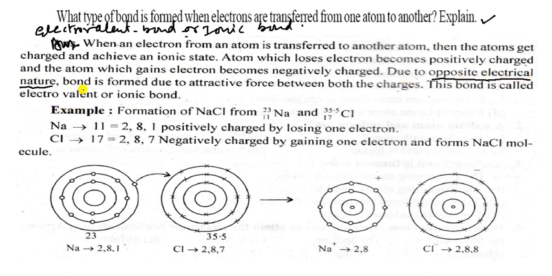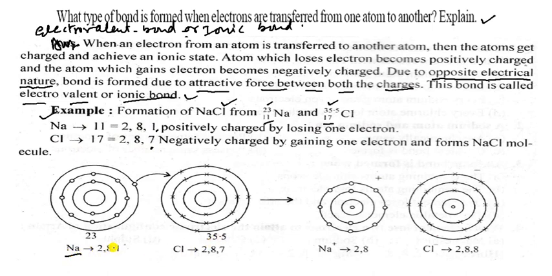When an electron from an atom is transferred to another atom, then the atom gets charged and achieves an ionic state. The atom which loses electrons becomes positively charged, and the atom which gains electrons becomes negatively charged due to opposite electrical nature. A bond is formed due to the attractive force between both charges. This bond is called electrovalent or ionic bond. So you can write this, and for example you have the formation of sodium chloride.